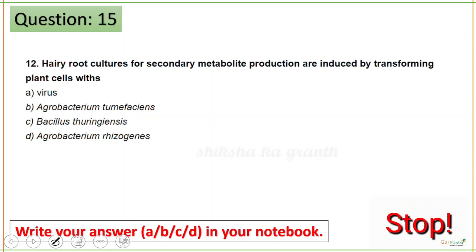Alright, so the question is, hairy root cultures for secondary metabolite production are induced by transforming plant cells with. Here some names are given and you have to tell which particular organism is involved in the hairy root culture. So the answer for this question is option D, Agrobacterium rhizogenes. So the correct option is D.